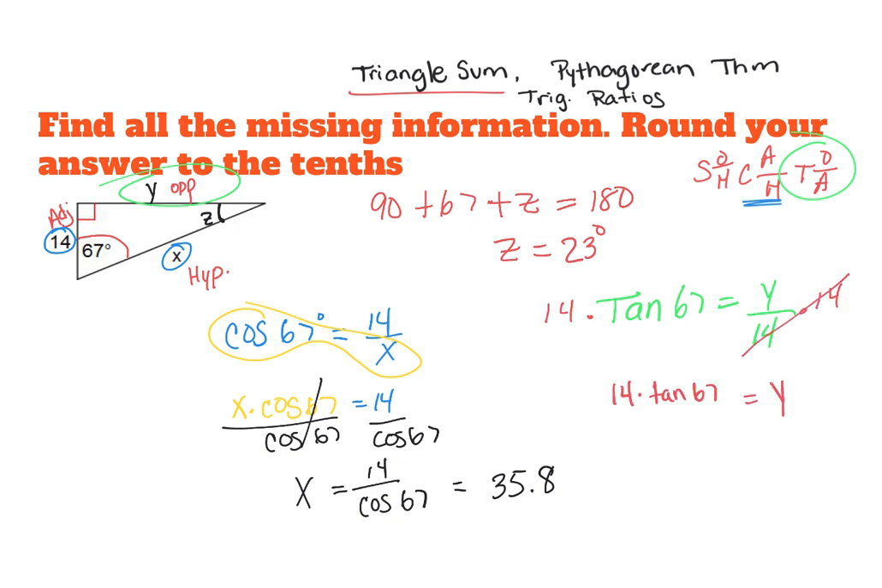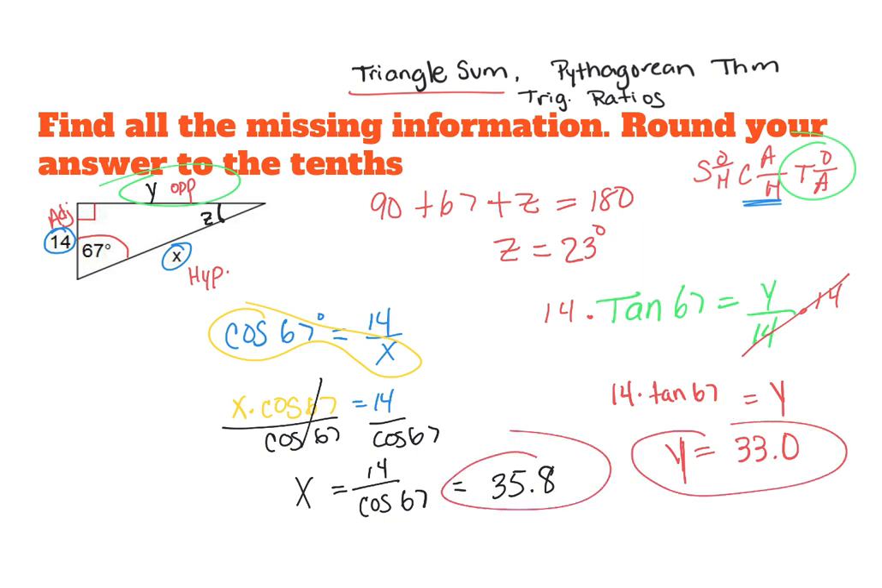So y is going to equal 14 times the tangent of 67. And at this point, I can just go into my calculator. Remembering to round my answer to the nearest tenth, I get y is equal to approximately 33.0. This is just one way of solving for all of the missing information of a triangle.